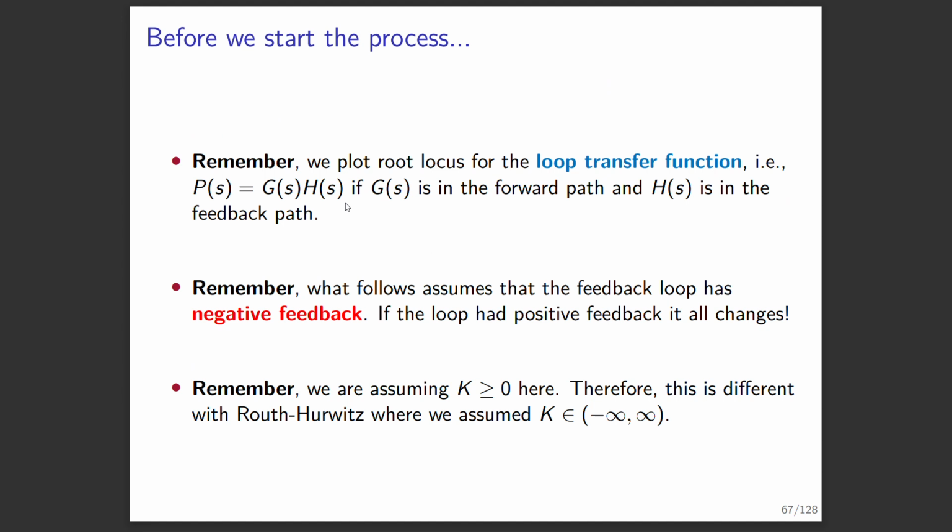Also remember that whatever is going to follow is for negative feedback systems. If you have a positive feedback, it all changes. That table I showed you is going to be different. Also remember that what we are going to assume here is that k is a positive number. So this is different from Routh-Hurwitz, because in Routh-Hurwitz we were not saying that k is positive. The assumption was that k can be any number.